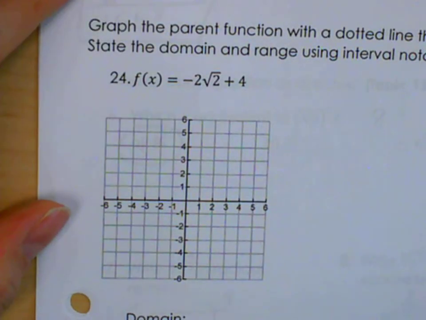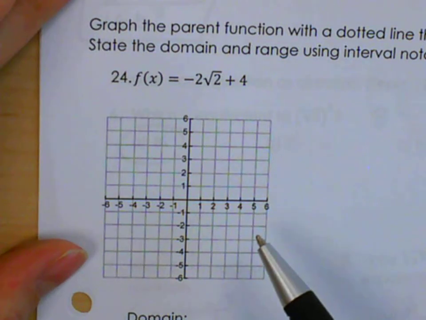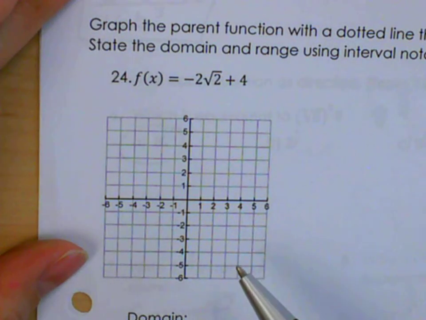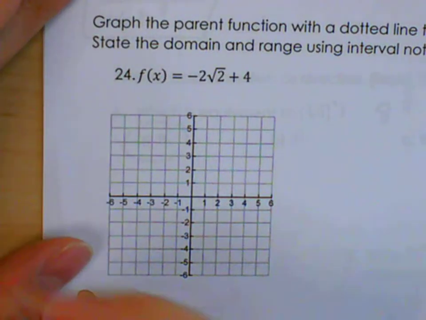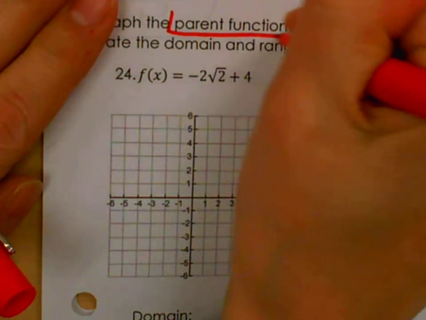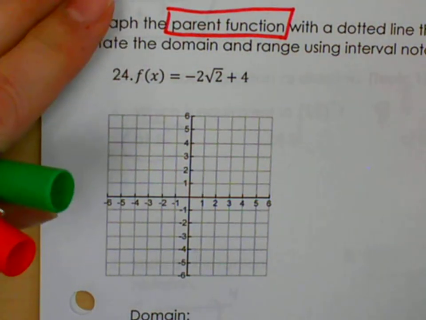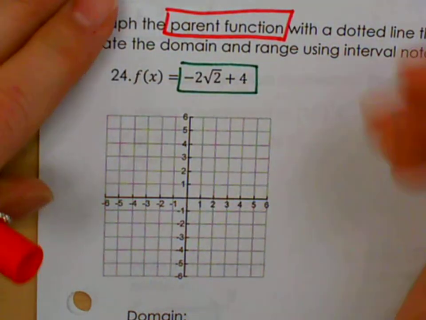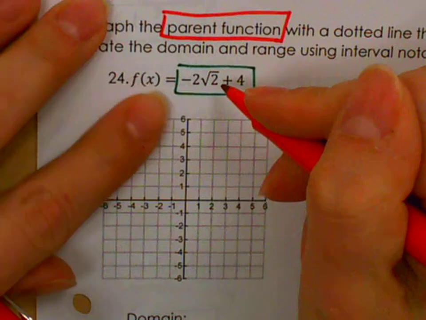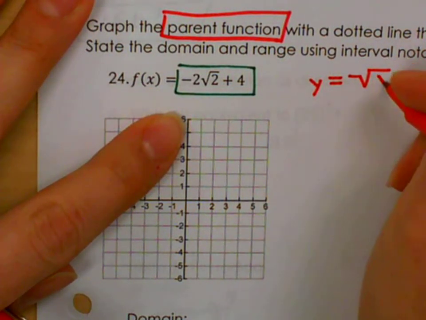Okay, review packet number 24, topic 15, A and B. So we want to graph the parent function with a dotted line and then the given function with a solid line. I'm probably going to do mine in two colors. I'm going to do my parent function in red, and the given function in green. So my parent function for this is going to be y equals the square root of x.